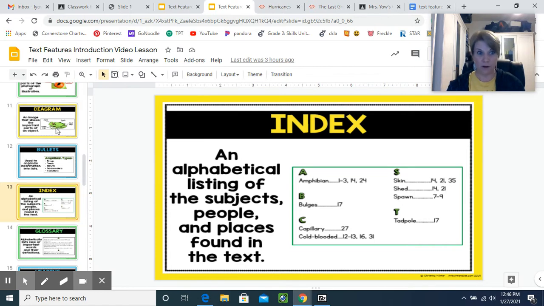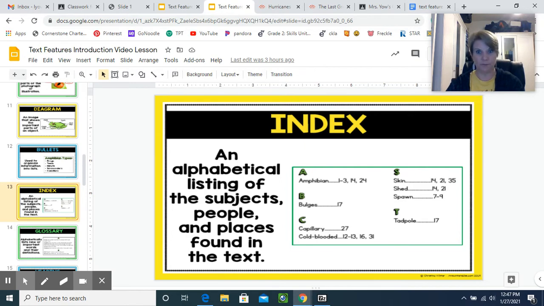So for example, in the frog book that we've been talking about, if I want to find the word amphibian, I can turn to my index. I'm going to look for the A section, find the word amphibian, and beside it, it tells me I can turn to page 1 through 3, page 14, page 24, and all of those pages have the word amphibian on them. All right, what if I wanted to know about tadpoles? If I wanted to find the word tadpole, I'm going to go to the T section of my index and find the word tadpole, and it tells me that on page 17, it's going to talk about tadpoles or teach me about tadpoles.